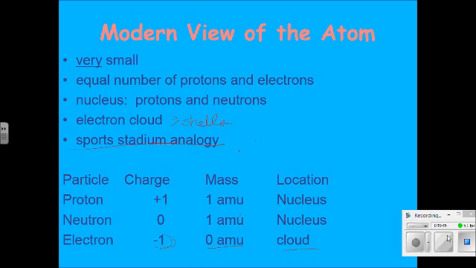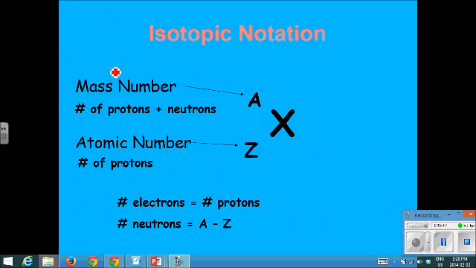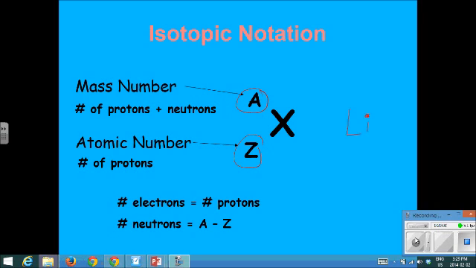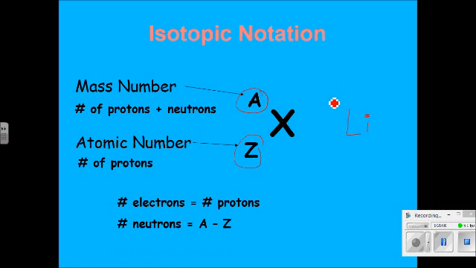This is something new to you. Isotopic notation: the mass number is located at the top, and the atomic number is located at the bottom. So for example, if you look at your periodic table, you'll find that the element lithium has an atomic mass of 6.9. So we could actually put that up there.